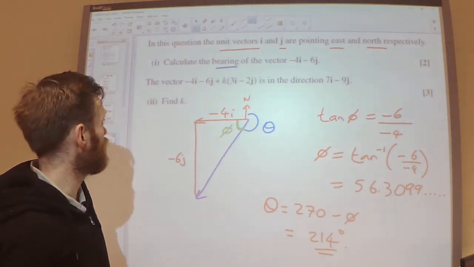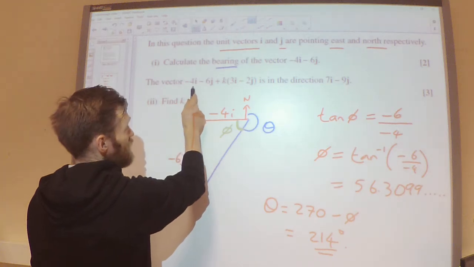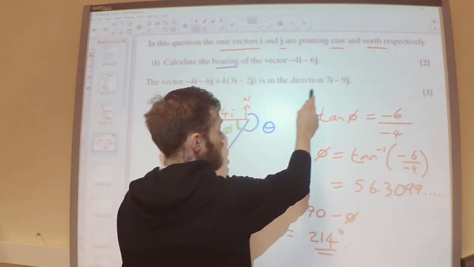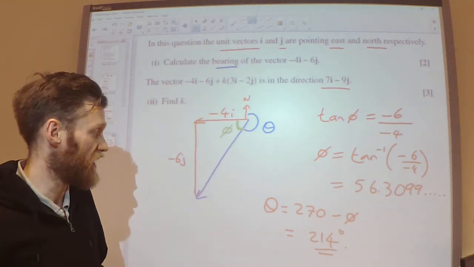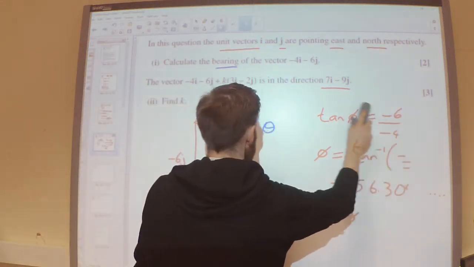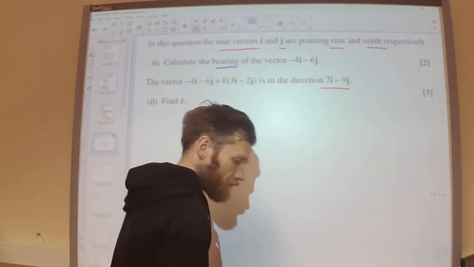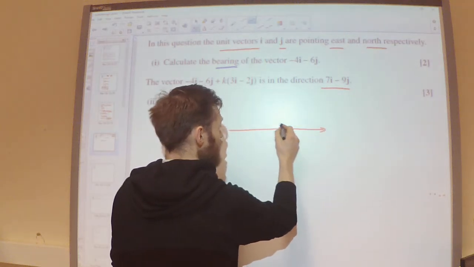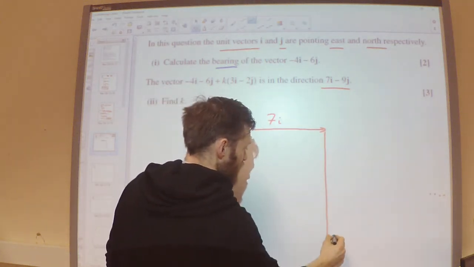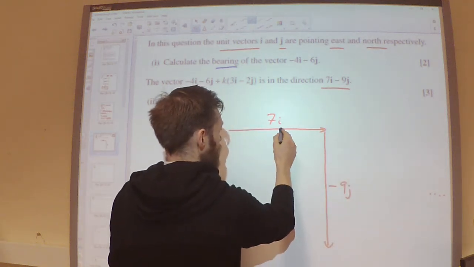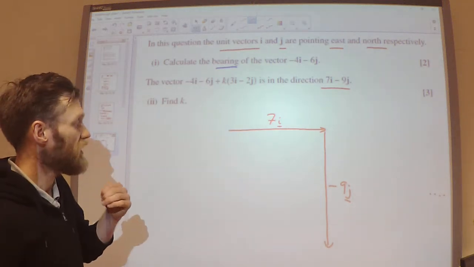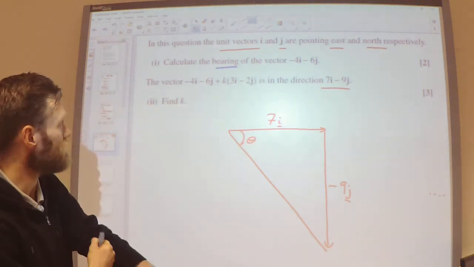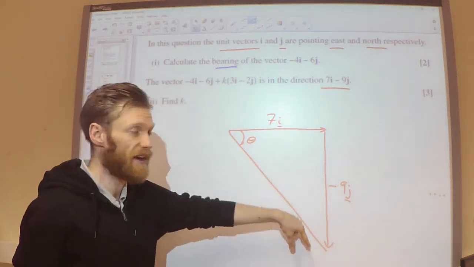Next part, part II. We're told that the vector minus 4i minus 6j plus k times 3i minus 2j is in the direction of 7i minus 9j. And we need to find the value of k. So, first of all, the direction 7i minus 9j. So 7i in this direction, minus 9j in that direction. Right. So let's mark on that direction. So this vector is in the same direction as that vector.